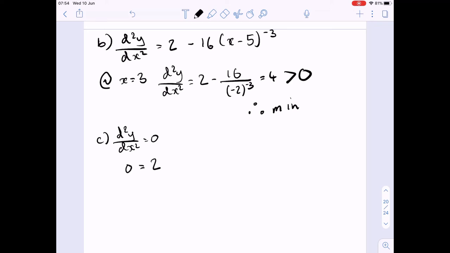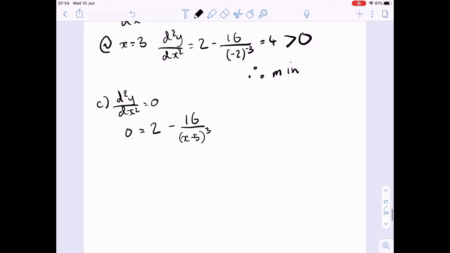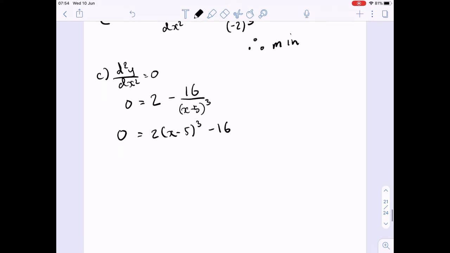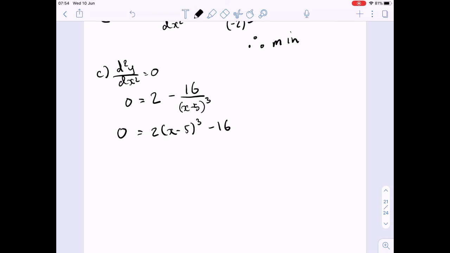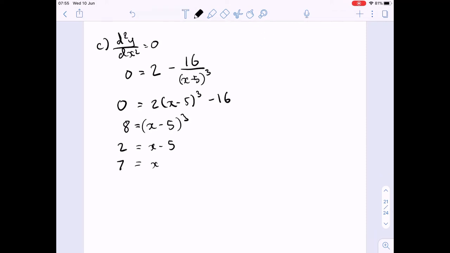So this is going to be 0 equals 2 minus 16 over x minus 5 cubed. If I multiply everything by x minus 5 cubed, I'll have 2 times x minus 5 cubed minus 16 equals 0. I can divide both sides by 2 and add the 16 over to the other side. So this would end up with 8 equals x minus 5 cubed. So x minus 5 is going to equal 2 if I cube root both sides, and therefore x equals 7. So I've shown that there is x equals 7 when d2y by dx squared equals 0.